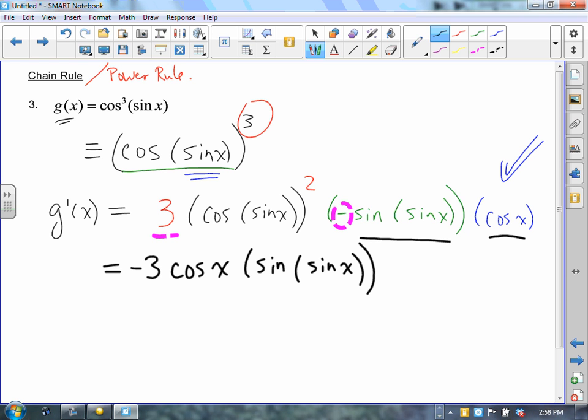And last but not least, it's more of a standard procedure not to leave the answer written in this notation, but rather in this form here. So let's bring that 2 back in here, and we'll finish it off with cosine squared of sine x.